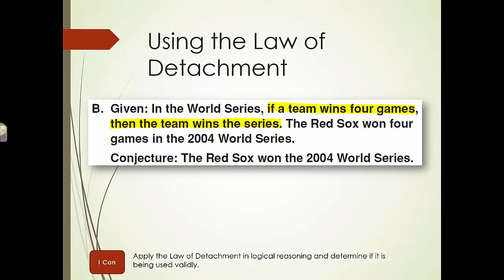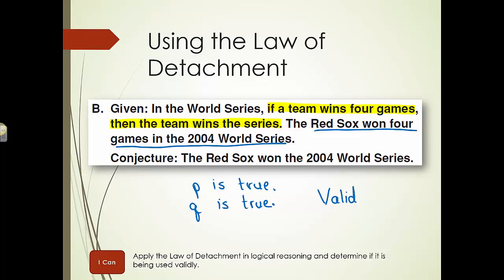So we're assuming that's true. Next, they tell us that the Red Sox won 4 games in the 2004 World Series. So they're telling us that P is true. So the conclusion that we can draw is that the Red Sox won the World Series. And that's what they said. The conjecture is that the Red Sox won the World Series. So Q is true. So that is a valid use of the law of detachment. That works. It followed the process. If P implies Q is true and P is true, then that means Q is true.